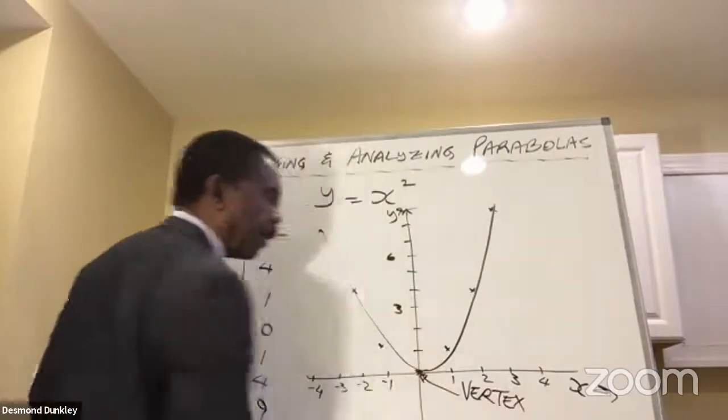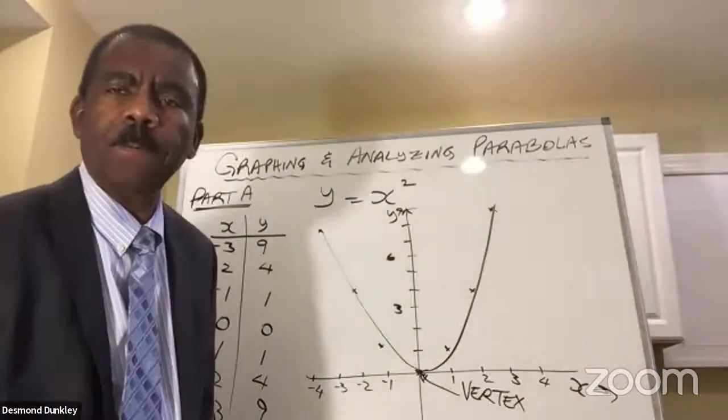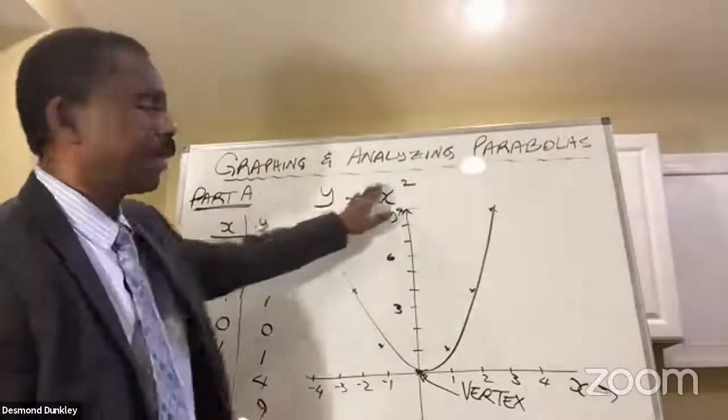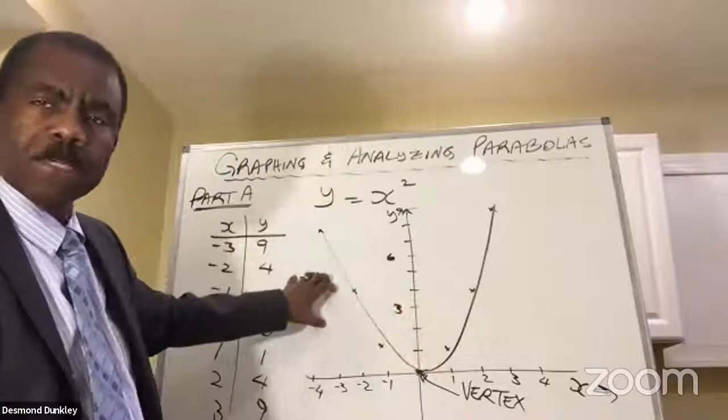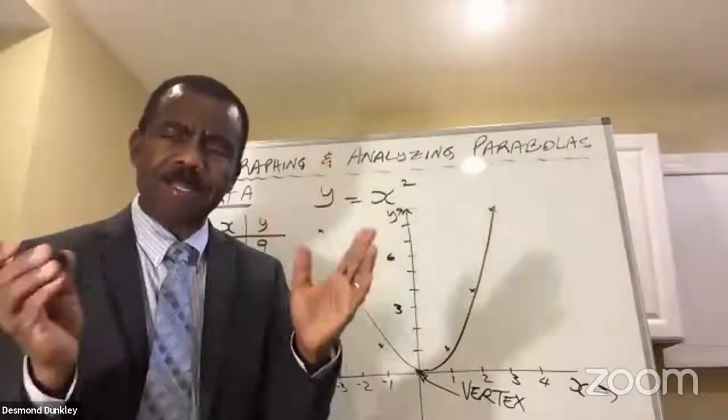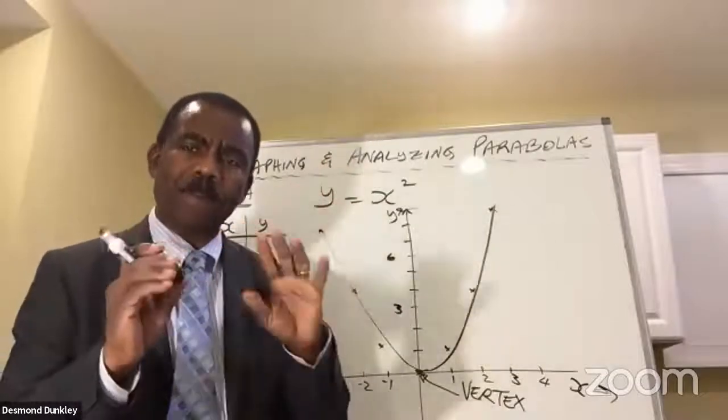V-E-R-T-E-X. That's the vertex of your parabola. The shape is called a parabola. So y=x², this is the standard form. This would be your foundational, your basic parabola.